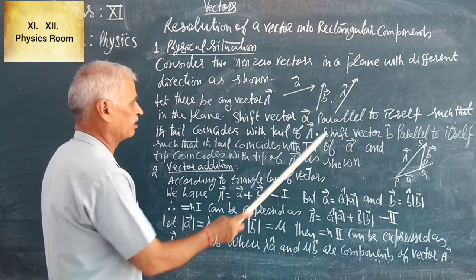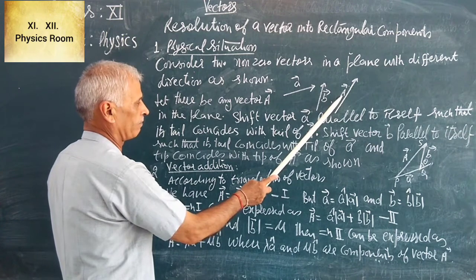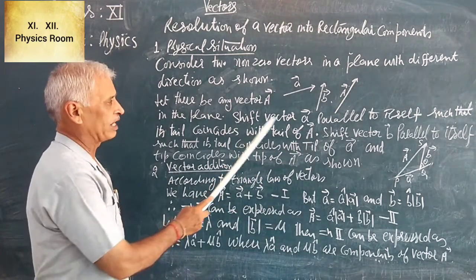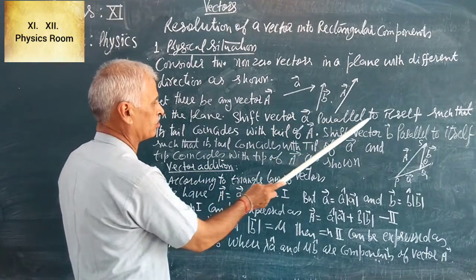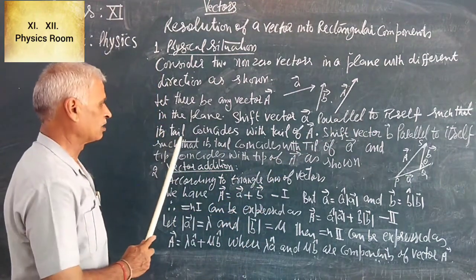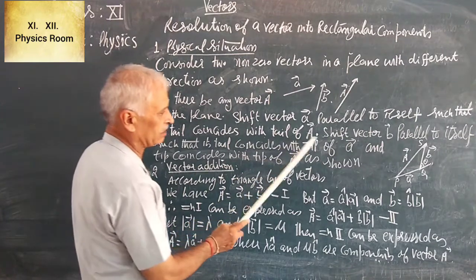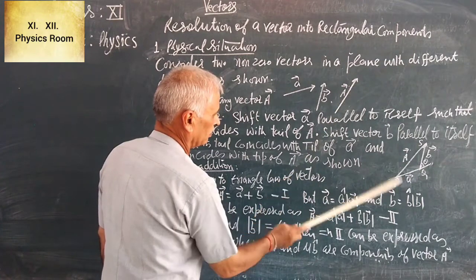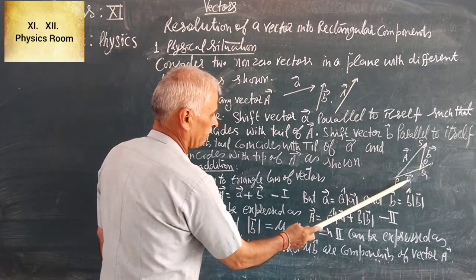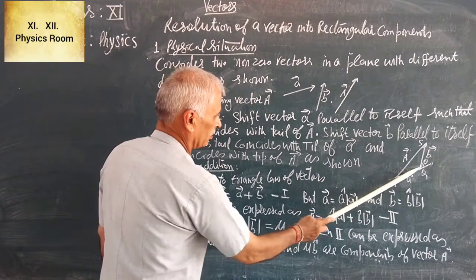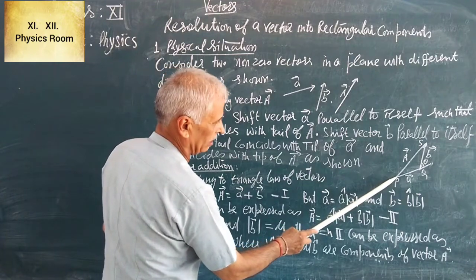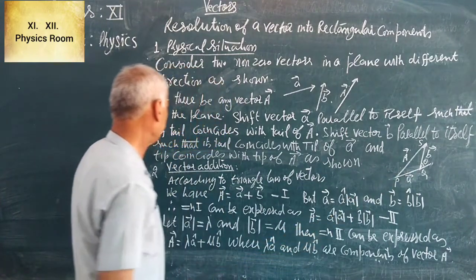So, let there be another vector A, capital A, in the plane itself. Now, shift vector A parallel to itself such that its tail coincides with tail of vector A. This is vector A, vector small a, its tail coincides with tail of vector A.